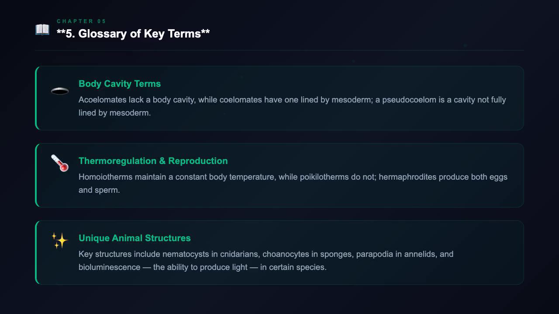In digestion, a gastrovascular cavity has a single opening. Cnidarians have nematocysts, stinging capsules. Sponges have choanocytes, flagellated cells. Various animals have unique features, such as operculum in bony fishes, parapodia in aquatic annelids, and a water vascular system in echinoderms. Some organisms can emit light, a property called bioluminescence.